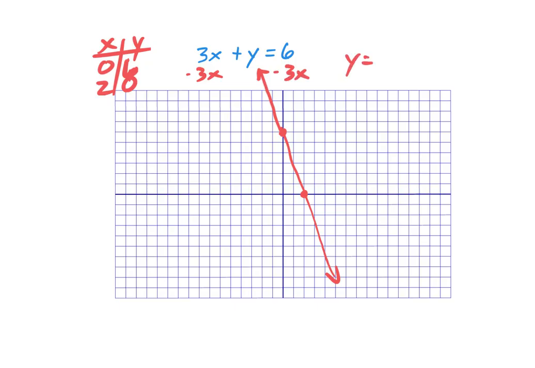Remember, these are not alike. One's got an x, one doesn't. So we can't combine them together. So when I rewrite this, I always like to put the x in front because that's what slope-intercept form looks like. So this would be my slope. This would be my y-intercept.